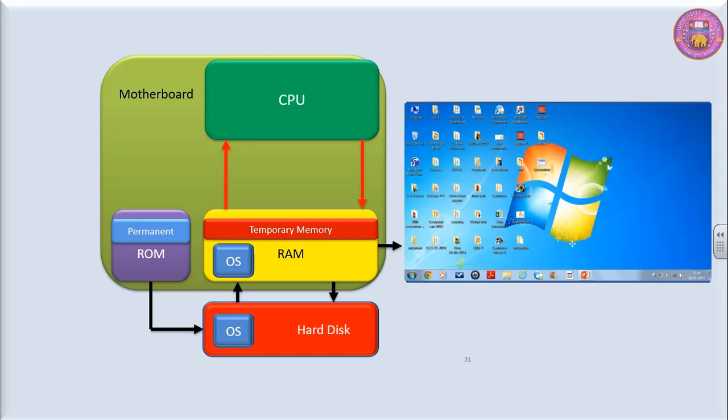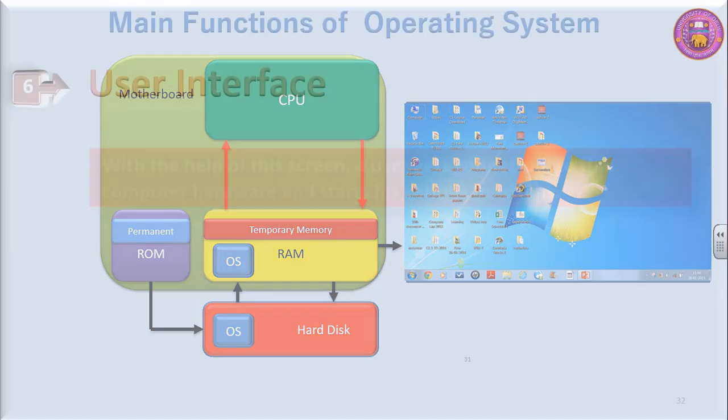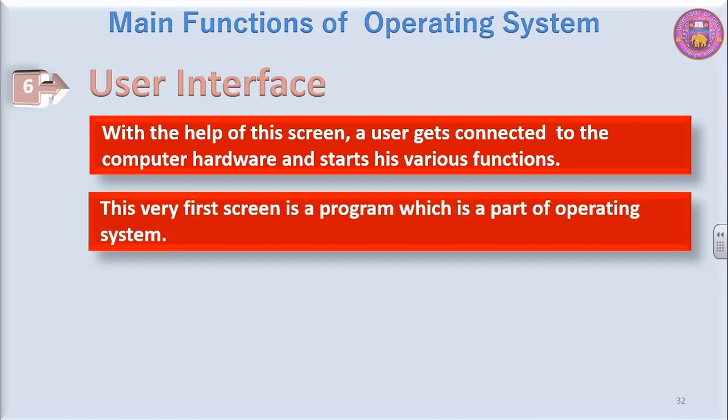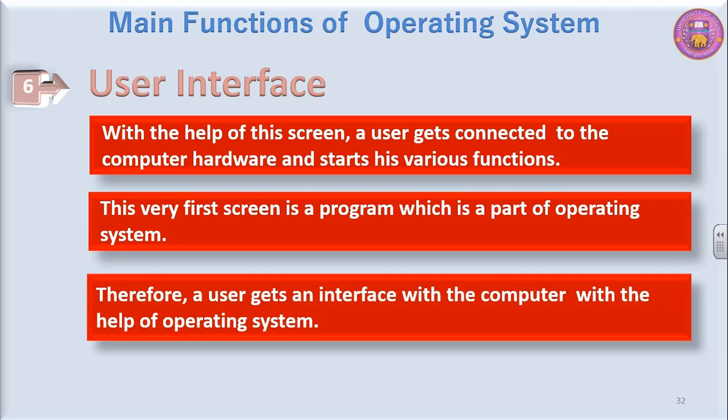The moment the very first screen appears on the monitor, we can start working with the computer. This first screen provides an interface to the user. This first screen is the user interface, the user's interacting point. The user interacts with the computer with the help of this very screen, these very icons. With the help of this screen, a user gets connected to the computer hardware and starts various functions. This very first screen is a program which is a part of the operating system. Therefore, a user gets an interface, a connecting point with the computer, with the help of the operating system.